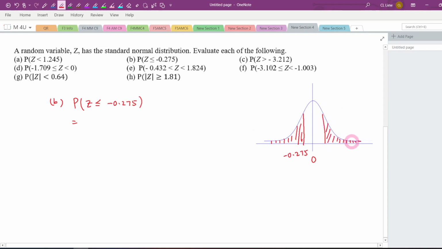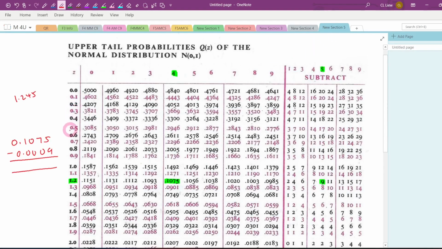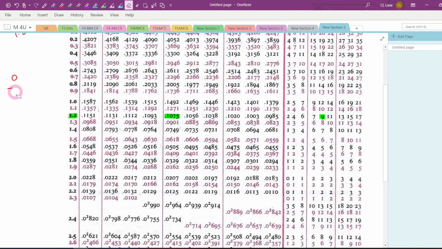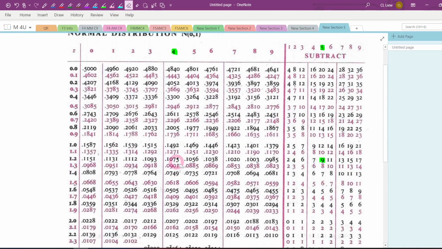When I move it to the other side, the negative will become positive. This is 0.275. So this is actually equal to this, 0.275. Okay, now we can get the answer from our table. From a table, you cannot get a negative one. So if you want to find -0.275, you cannot get it. You don't see a negative number here, right? Okay, that's why I changed to a positive number, 0.275. Let's remember this number, 0.275. Let me write over here.